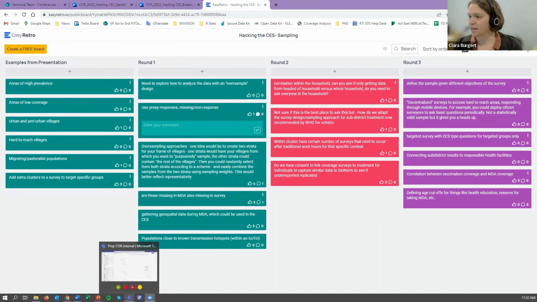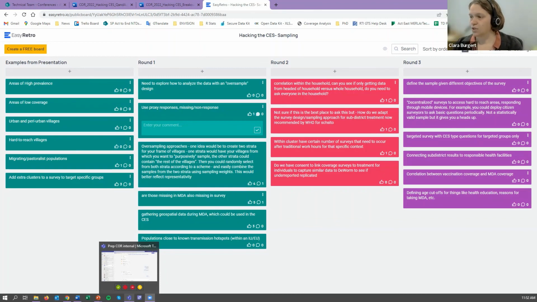Something else that came up was the question, in scenarios where you're doing more subunit MDA, like for Schisto, a 30 cluster design is potentially quite large and cumbersome in a smaller subunit. So what would be a different sampling approach that might be appropriate in smaller geographic and sampling spaces?